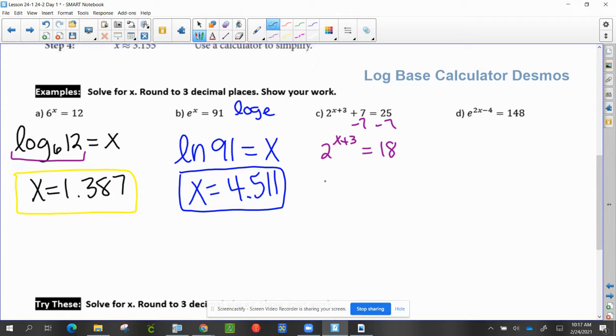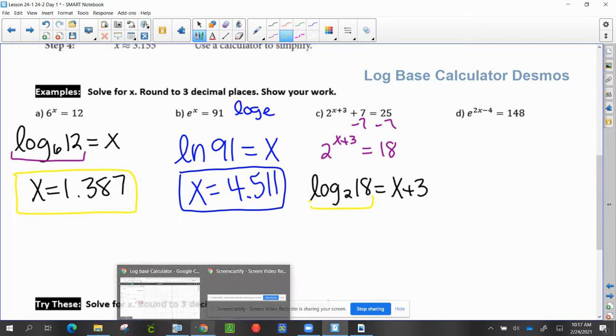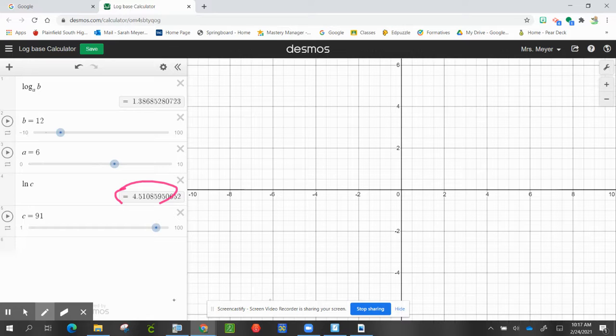So watch me rewrite this. We're going to take log base 2 of 18. We always set it equal to our power, so it's equal to x plus 3. So we plug this into the calculator. We're going to go back to Desmos, do log base 2 of 18. There we go. So there's our answer, 4.1699. So let's round that to 4.170.